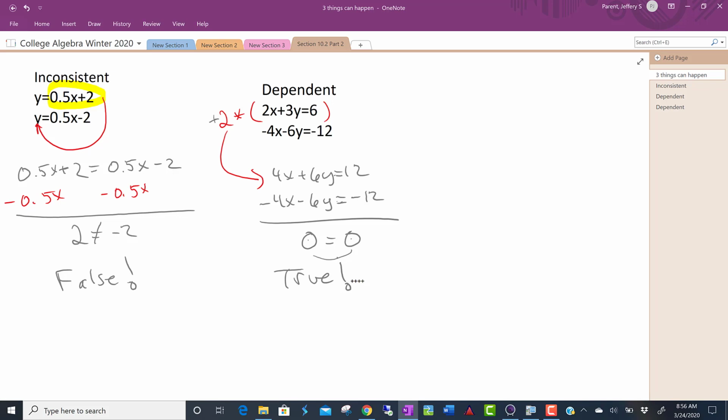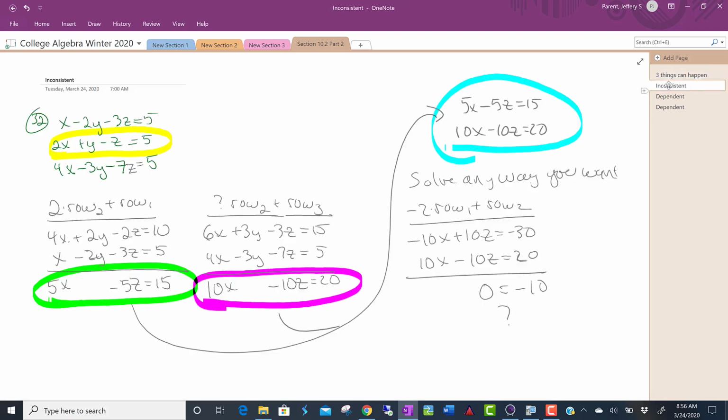Okay, that's great. What's this going to look like when we solve a 3x3 system of equations? How am I going to know what's going on? Well, let's take a look at some examples. This is number 32 from your book. To solve a system of equations, we're going to start by picking a row and eliminating a variable from the other two rows. So the row that I picked was the one that starred right here.